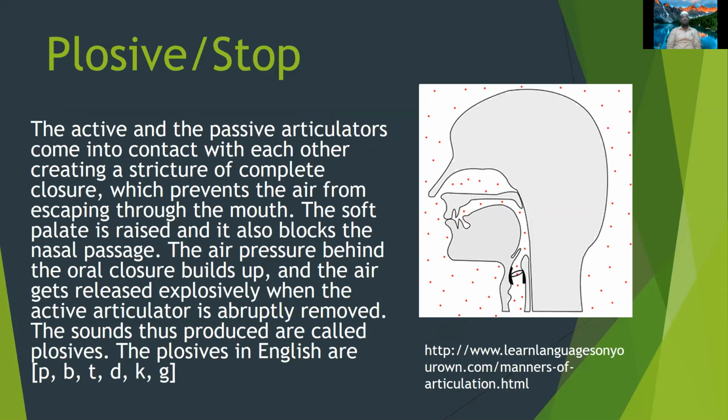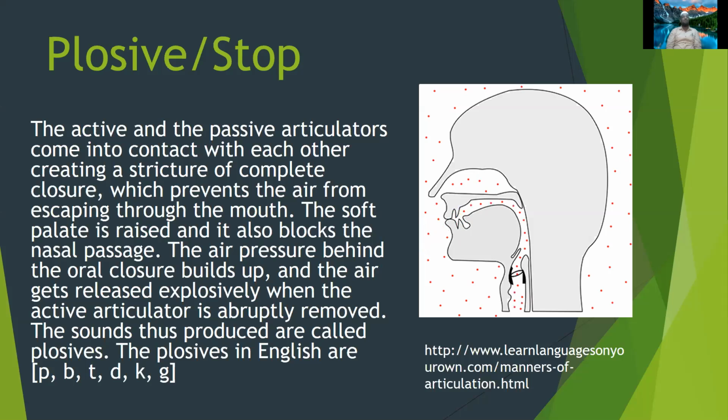In the manner of articulation, the first thing we're going to see is plosives. Plosives are also called stop consonants. What is a plosive? The active and the passive articulators come into contact with each other, creating a structure of complete closure, which prevents the air from escaping through the mouth. The soft palate is raised and it also blocks the nasal passage.